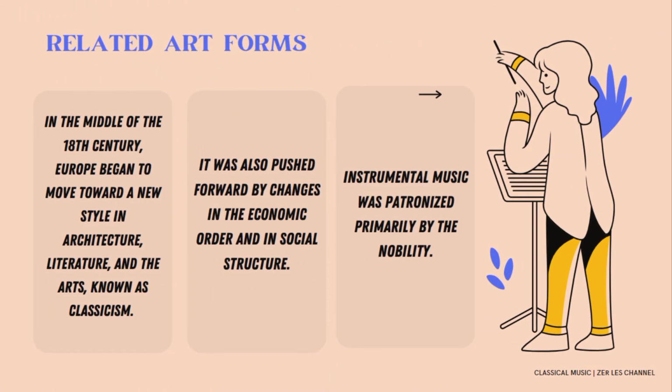Now let's compare classical music to related art forms. In the middle of the 18th century, Europe began to move toward a new style in architecture, literature, and the arts known as classicism. It was also pushed forward by changes in the economic order and in social structure. Instrumental music was patronized primarily by the nobility.